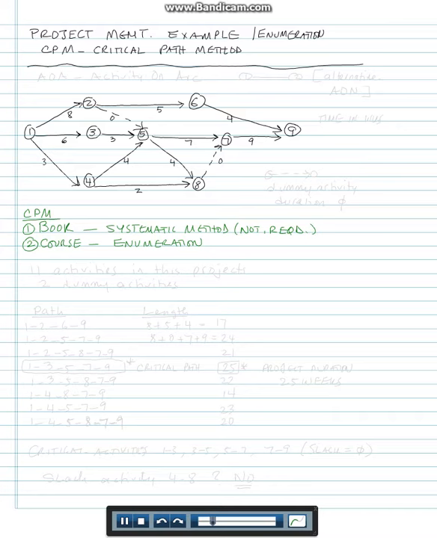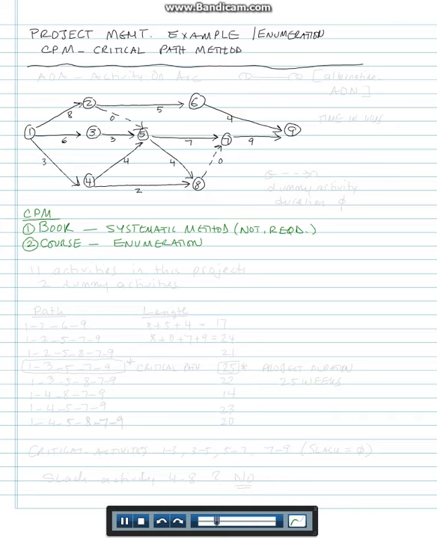This example is on the critical path method, and there are two ways to do the critical path method, CPM. The book talks about the systematic method, which is used by programs like Microsoft Project, which is not required in this course. In this course, what I require is the enumeration method, and I'm going to describe it in this example.